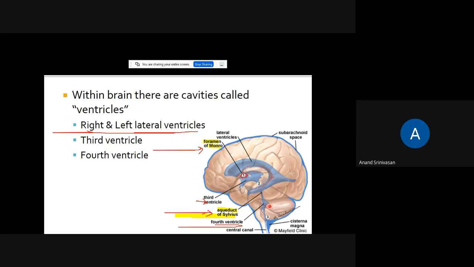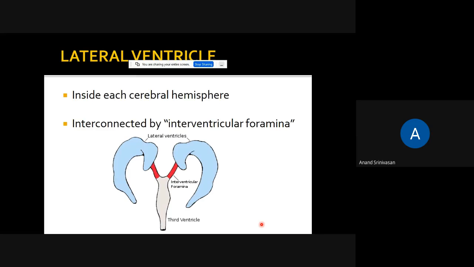There will be connections from the fourth ventricle to the subarachnoid space. So through these it goes to the subarachnoid space of the brain.